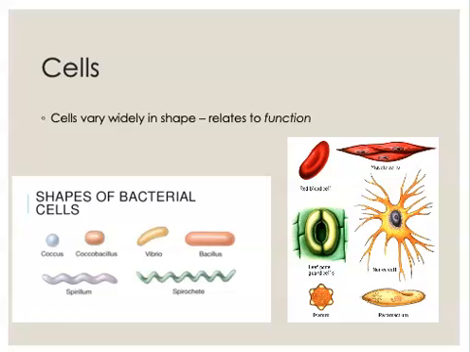The shape of cells relates to the job they're going to do. We see much less diversity of shape in the prokaryotic organisms, much more diversity of shape in the eukaryotic organisms.